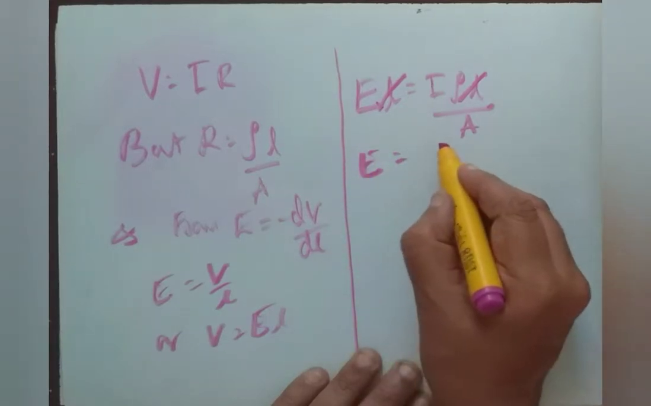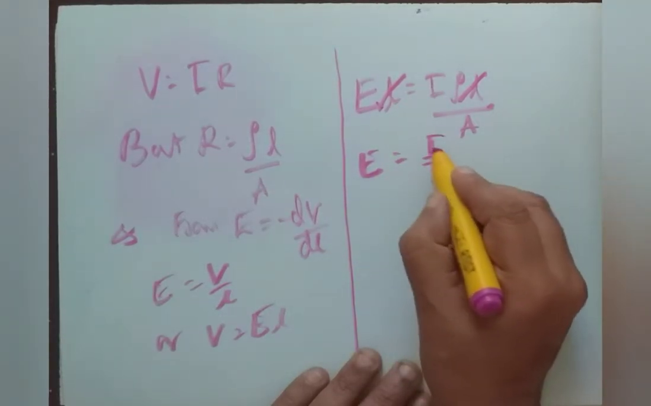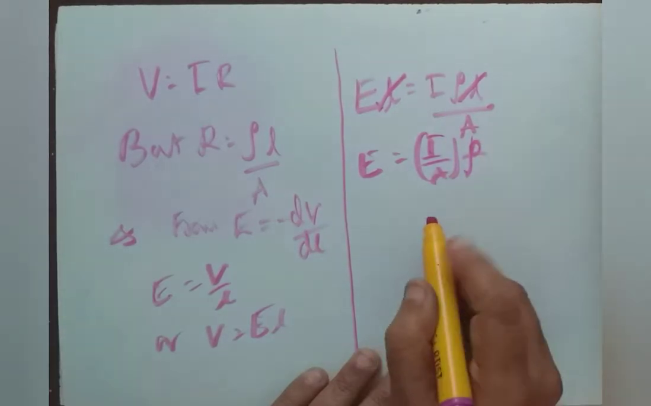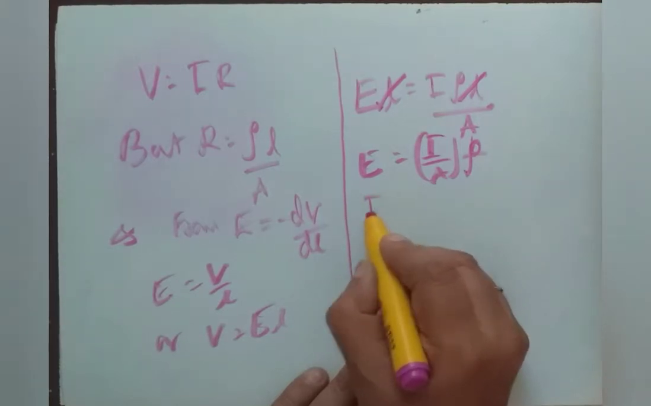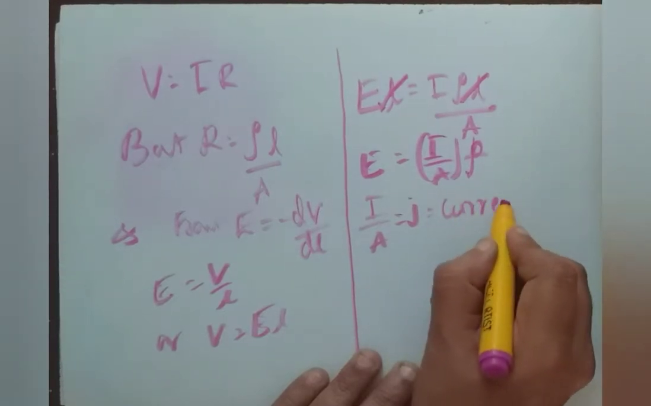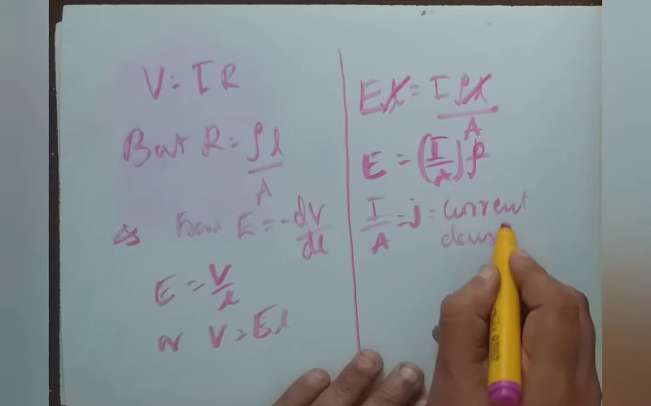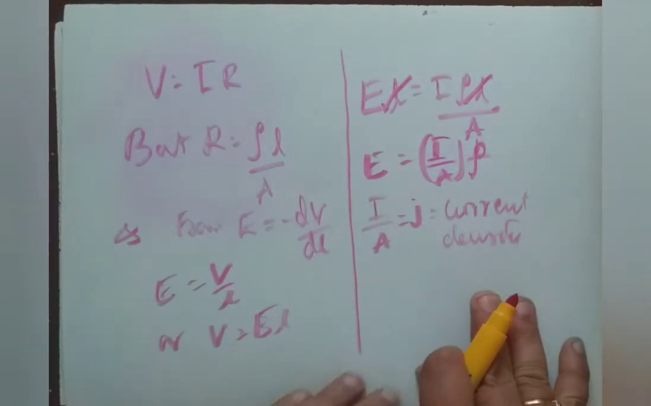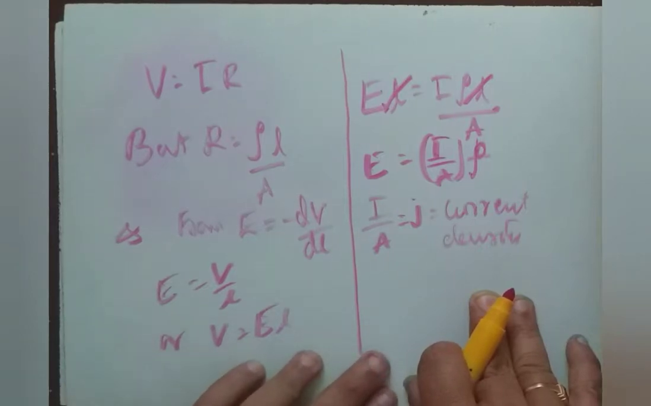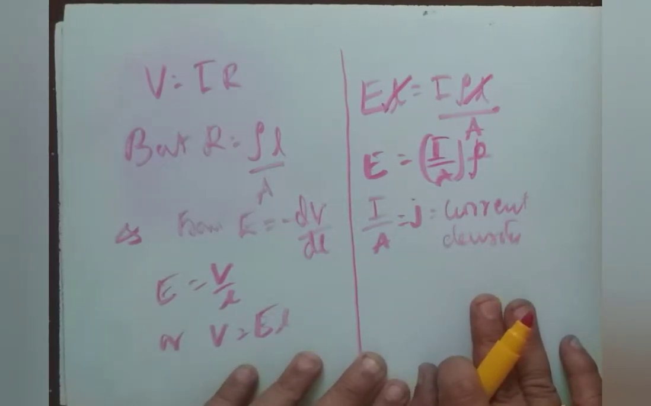E equals I by A into rho. But I take I by A as J. It is nothing but current density. J is current density, and it is current per unit area. In fact it is a vector quantity. We take its scalar value here, but current density is a vector quantity and its direction coincides with the field direction, and it is normal to the area.